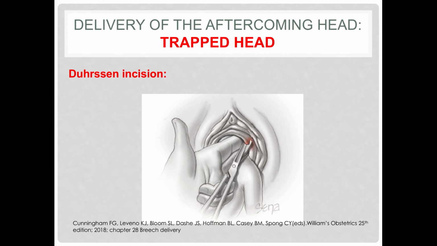Now, with gentle traction on the fetal body, the cervix may at times be manually slipped over the occiput. Now, if this is unsuccessful, then we can do Dührssen incisions, as you can see here.